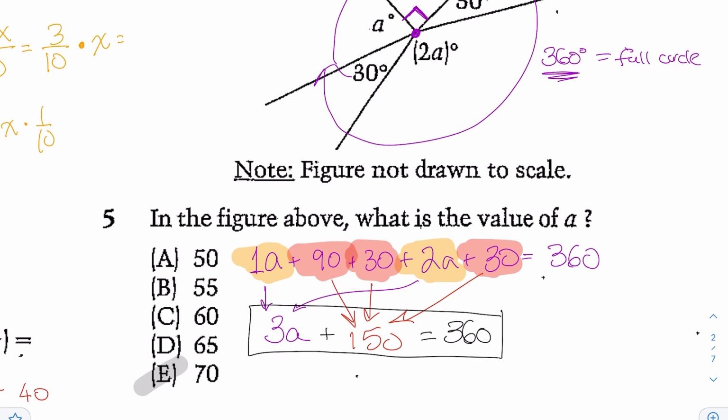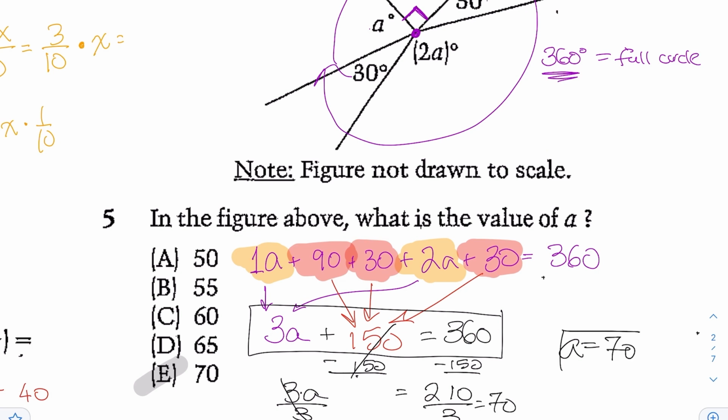And now you can solve for this variable A just by using inverse operations. If you subtract 150 from both sides, you would get that 3A on the left is equal to 210 on the right. And then here you have 3 times A. Remember, there's an invisible multiplication in there. So if you do the inverse, or divide by 3, you get that A is equal to 210 divided by 3, which is 70. So A is equal to 70 degrees, which is choice E.